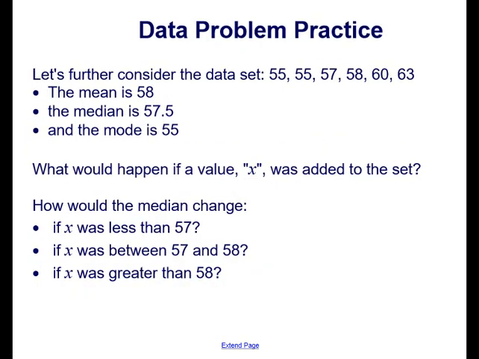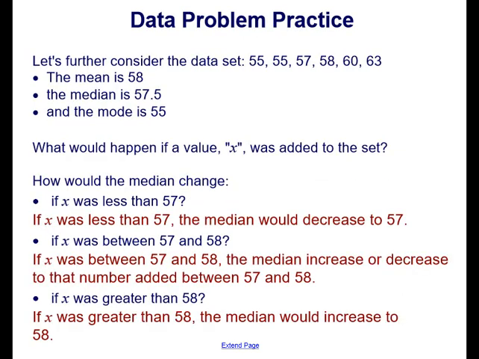What about now, considering the same set, how would the median change? How would the median change if x was less than 57? What if x was between 57 and 58, or if it was greater than 58? Talking about that median of 57.5, comparing it less than 57, greater than 58, and then between 57 and 58, like 57.5 is. How would that change the median?